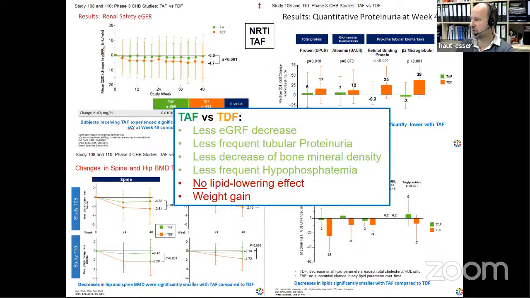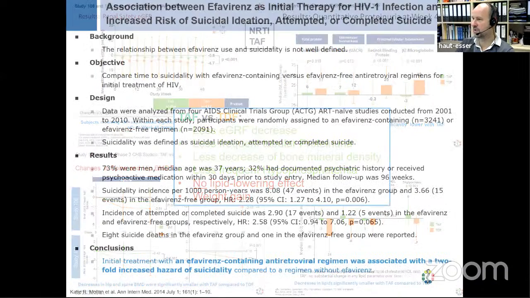And TDF causes no weight gain. You know the patient is already overweight, and you know that with TAF there might be an overweight problem, but you have less eGFR decrease, you have less frequent tubular proteinuria, and you have less decrease of bone mineral density and less frequent hypophosphatemia. So there are some advantages for TAF, and we have to calculate it for each patient. What are the main problems?